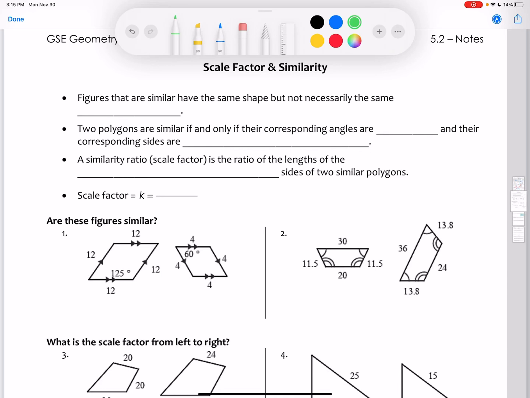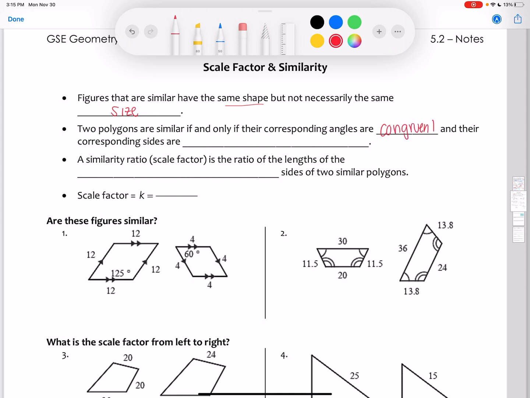All right, now we're ready to dive into similarity. So first, similarity is very similar, funny enough, to what we did with dilations. Figures that are similar have the same shape, but not necessarily the same size. Two polygons are similar if and only if their corresponding angles are congruent.